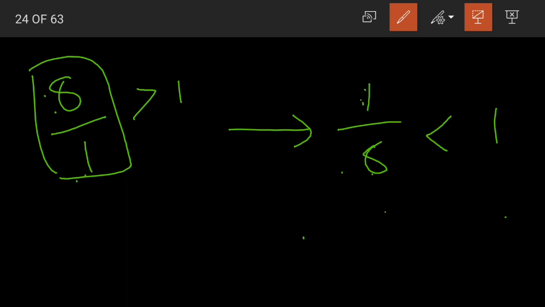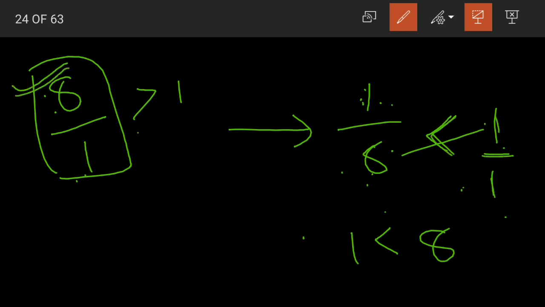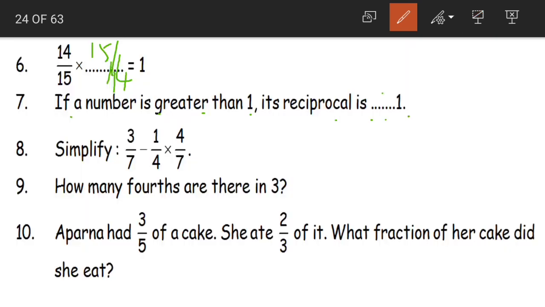We are taking only one part out of 8 parts. Here we are having one full part here. Or else we learned how to compare two fractions a by b and c by d. Let us compare. 1 into 1 becomes 1. 1 into 8 becomes 8. 1 is less than 8. So 1 by 8 is less than 1 by 1. So for any number which is greater than 1, its reciprocal is always less than 1. Reciprocal is less than 1.